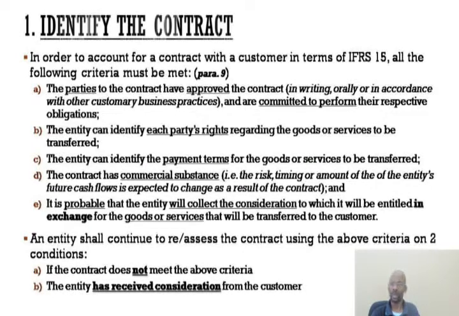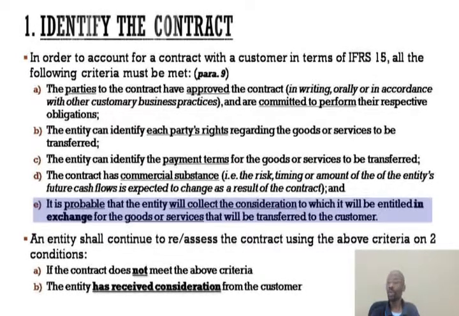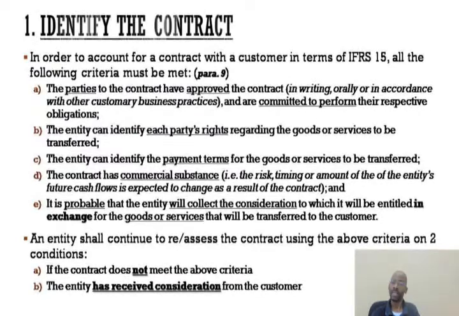And then the last requirement, it is probable that the entity will collect the consideration which it is entitled to in exchange for goods and services that will be transferred to the customer. All these criteria must be met. If one of these criteria is not met, the contract needs to be reassessed. There must be a reassessment of the contract in terms of those 5 criteria.